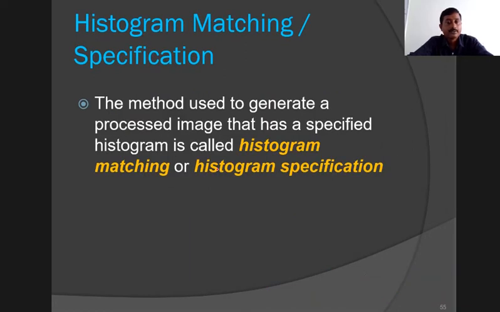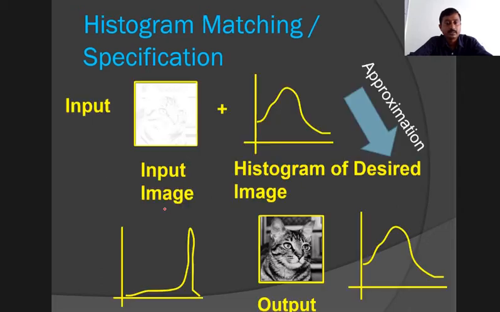So this is the definition of histogram matching. The method used to generate a processed image that has a specified histogram is called histogram matching or histogram specification. So let us see one example.